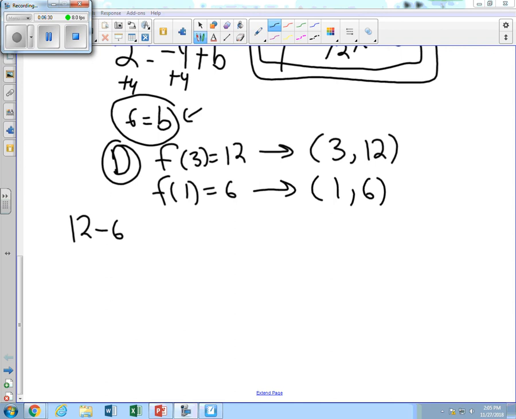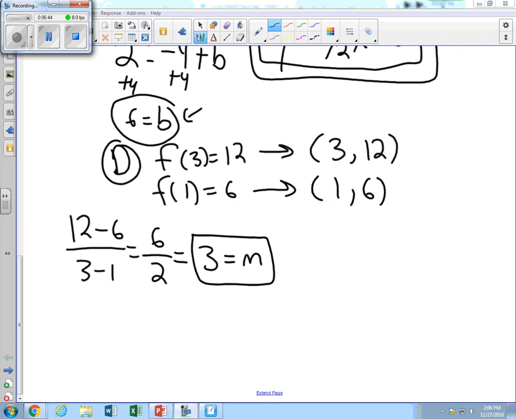So we're going to find the slope still. 12 minus 6 over 3 minus 1. If you don't remember how to find the slope, go back in the video. That is 6 over 2, and I'm going to reduce that to 3. And 3 equals m. I could choose either point. I like 1 and 6 just because they're smaller numbers, so it should make my life a little easier.